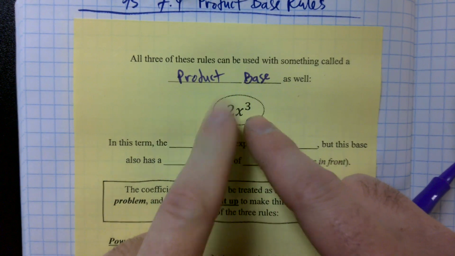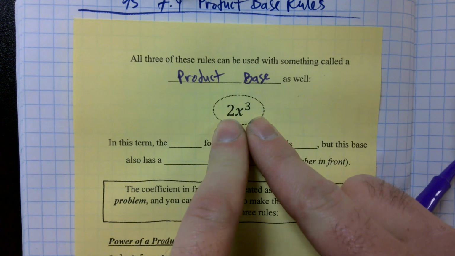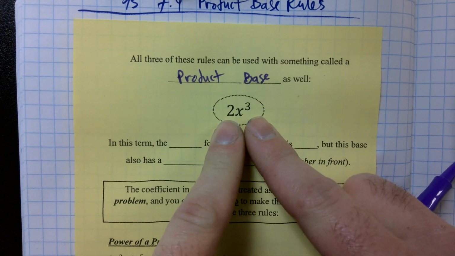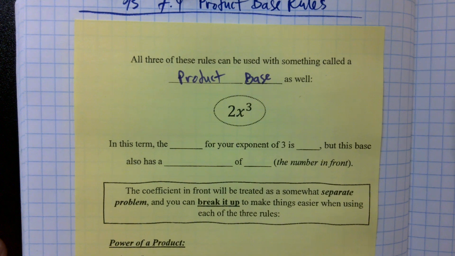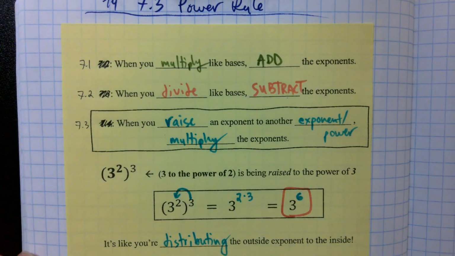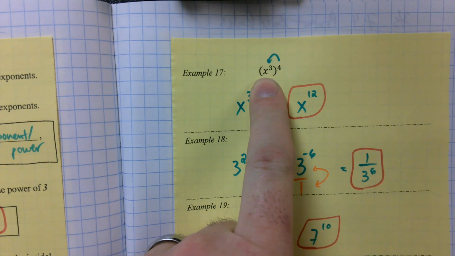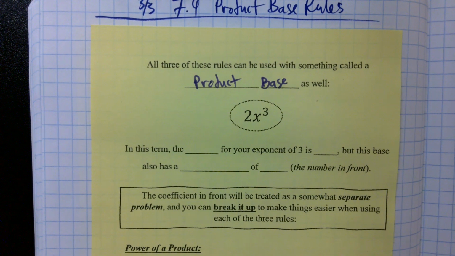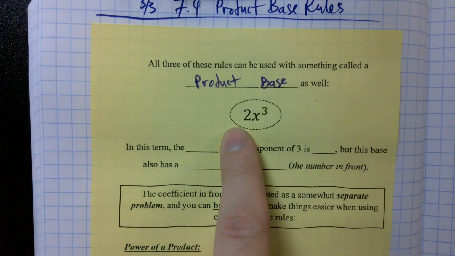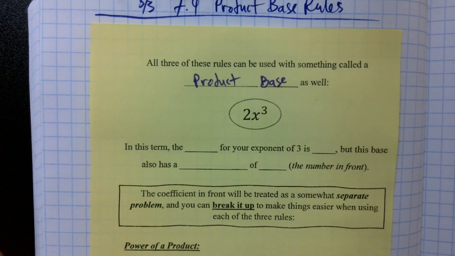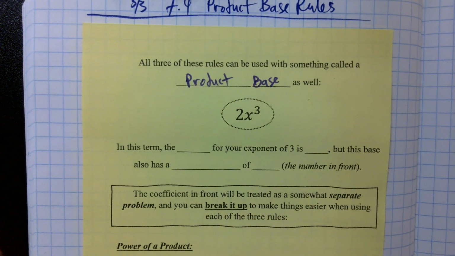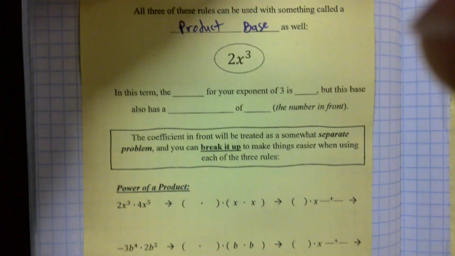How would I read what's inside this dotted circle? If I said, what does that say? What would you say? 2x to the third power. Exactly. Now, if you look back, every time we had an exponent on something, it was just one little thing with that exponent. Either it was 2 squared or x squared. But now we have 2x to the third. Okay? This is what a product base is.